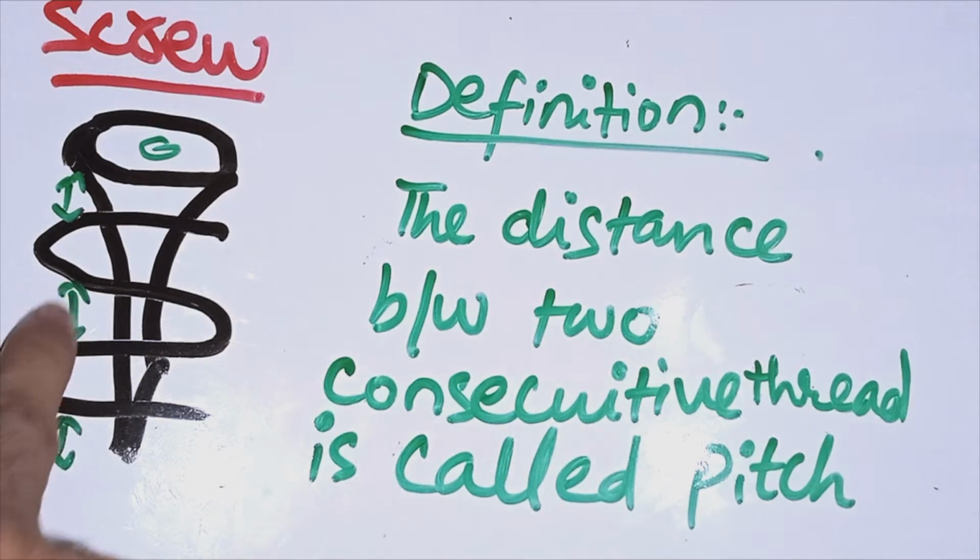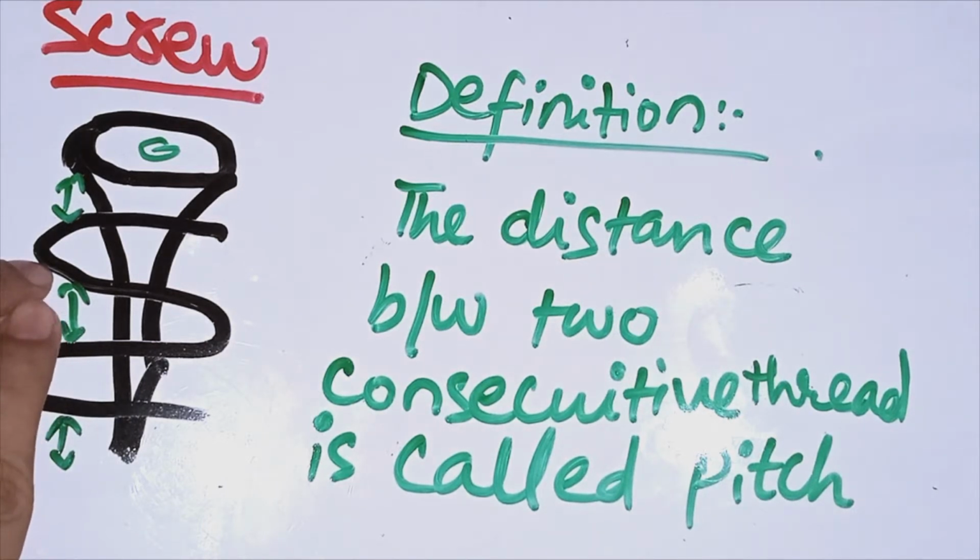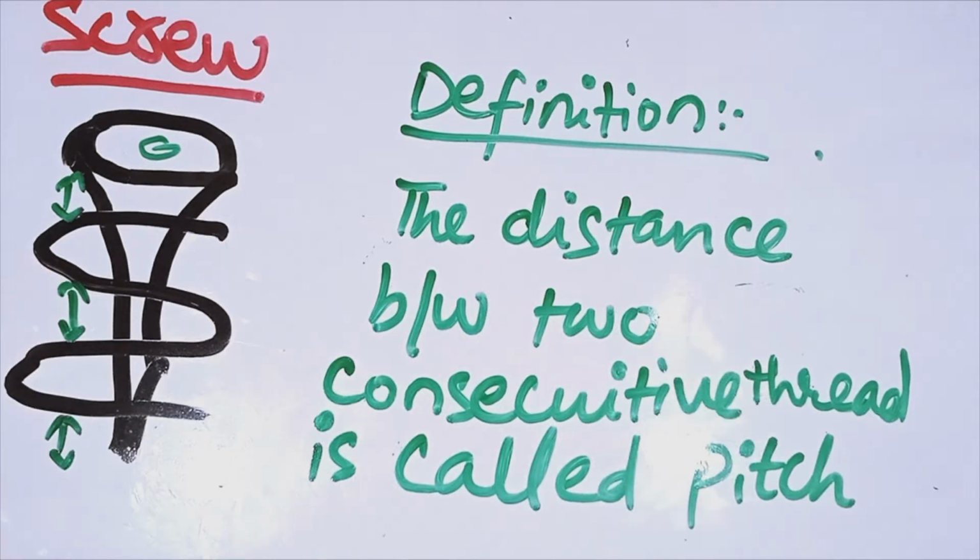So the distance between any two threads of the screw is called pitch. If you measure the distance between two consecutive threads, this is what you are measuring: the pitch. Another definition of pitch is the perpendicular distance between two adjacent threads. So I hope you all are clear what pitch is.